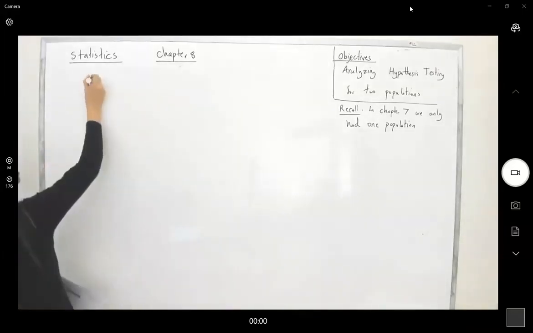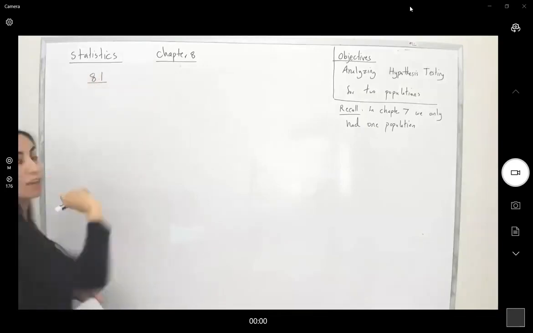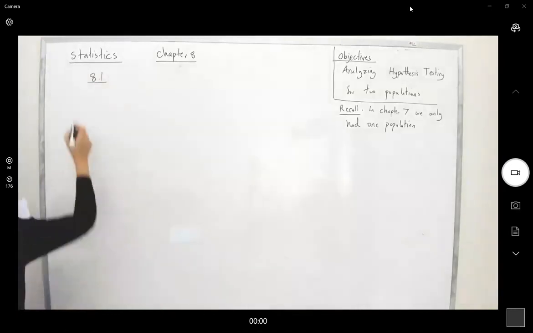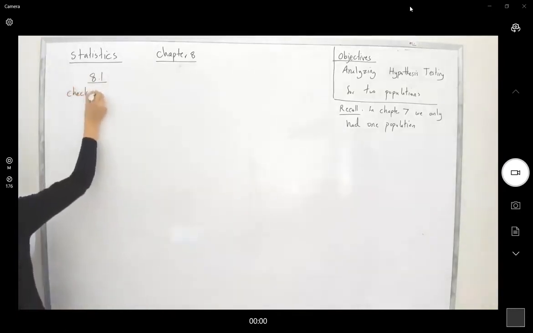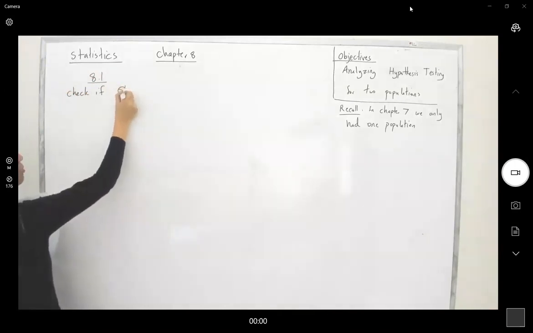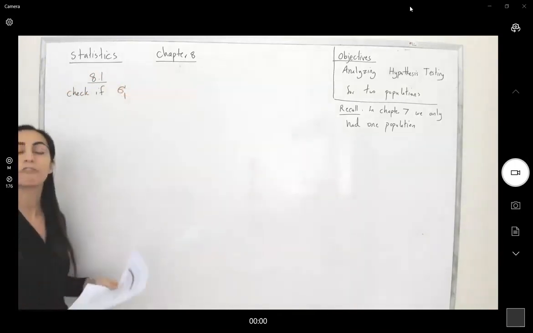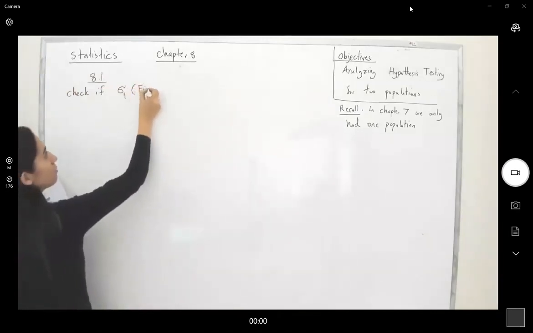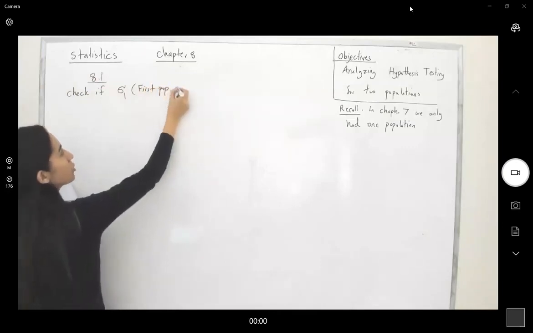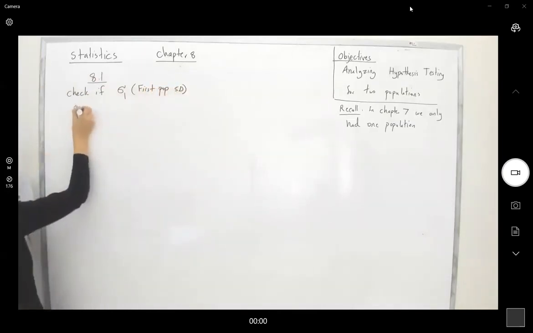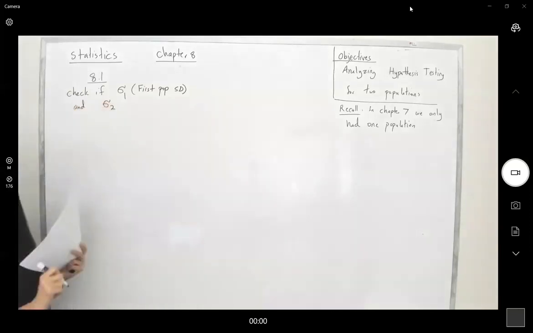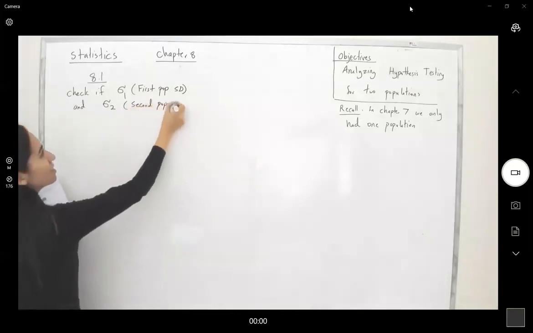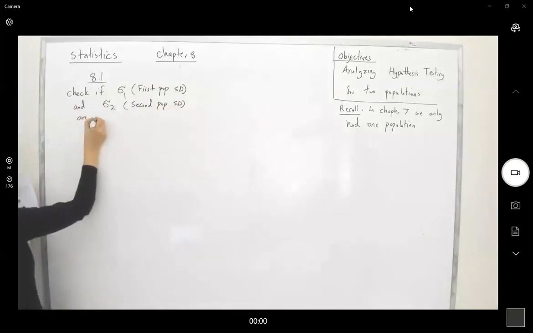So in 8.1, we have the following steps. First of all, check if sigma sub 1, which is the first population standard deviation, and sigma sub 2, the second population standard deviation, are given.